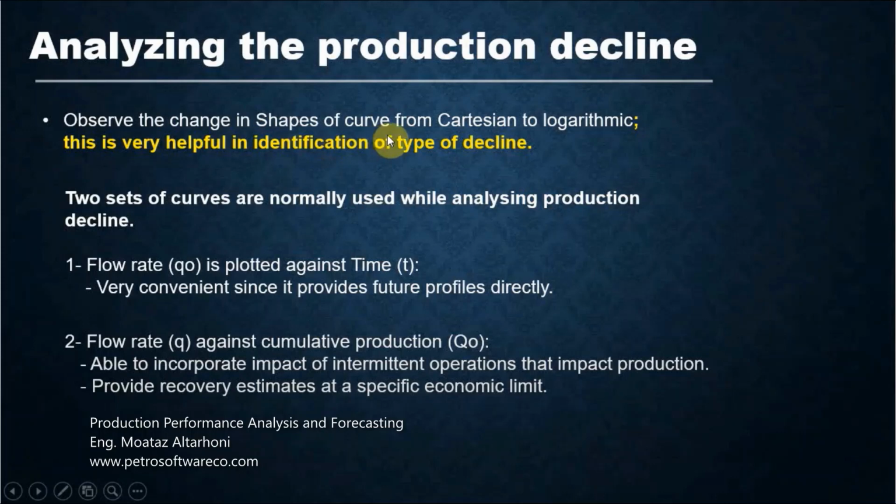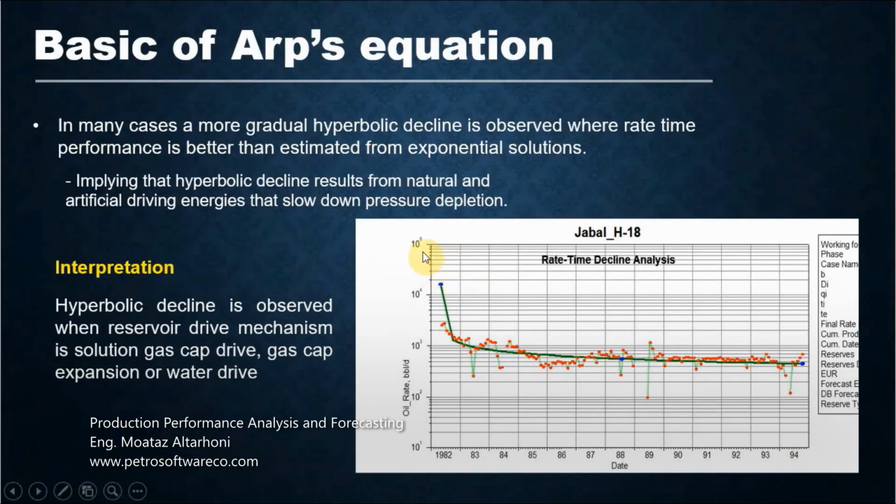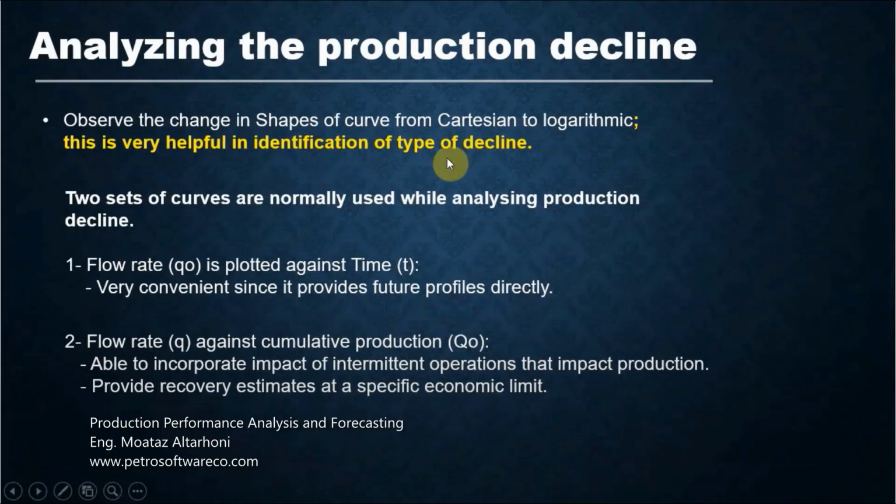Observed change in the shapes of the curves from Cartesian to logarithmic is very helpful in identifying the type of curve. In some cases we use semi-log plots in y and x, but if I use Cartesian in y and x, maybe the curve cannot be defined more clearly. So by using semi-log, that means log for q, and the time will be Cartesian, it helps me to identify the curves like one of these curves here.